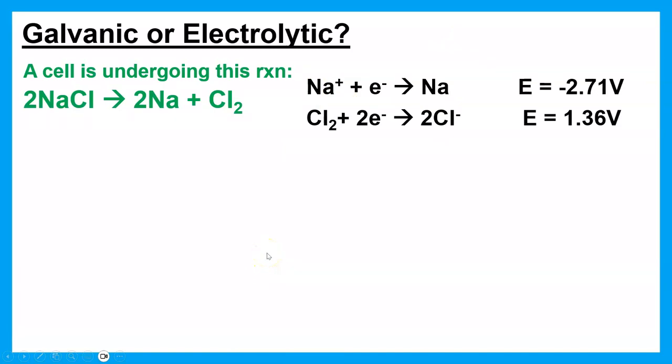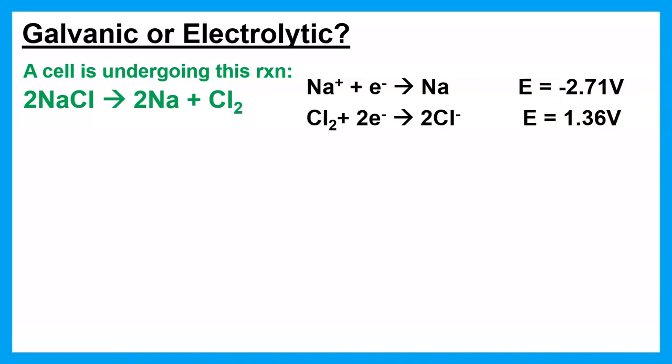Now let's look at one that's going to be a little different. Here, do you see how they told me a cell is undergoing this reaction? Okay, we see sodium chloride breaking apart, forming neutral sodium and chlorine gas. I am going to look at my reduction tables. I find sodium, chlorine gas, I get my values, and you're first going to think to yourself, oh look, this one's most positive. That's the one that's going to be reduced.